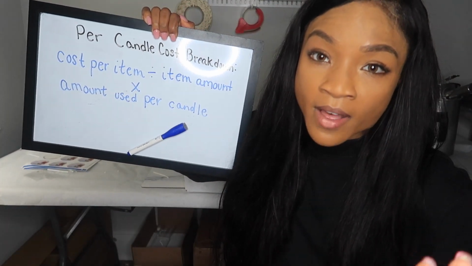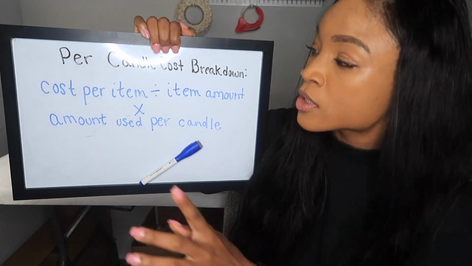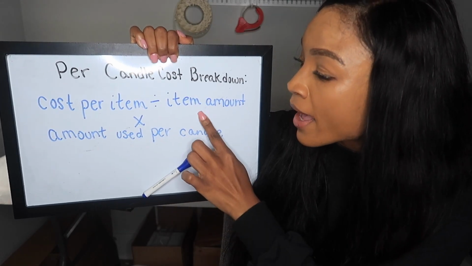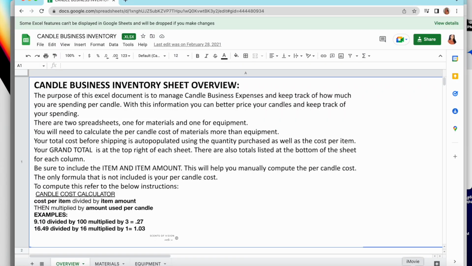I created a specific spreadsheet for us just to stay on track. So here's an example of how to calculate your per candle cost for each item. You would start with the cost per item and divide that by the item amount and then multiply that by the amount used per candle. Okay guys, so once you gain access to the spreadsheet, here's what it will look like. As you can see, the purpose of this document is to help you manage your expenses here. So you will see an automated candle cost calculator, which is the cost per item divided by the item amount. Then you multiply that by the amount used.